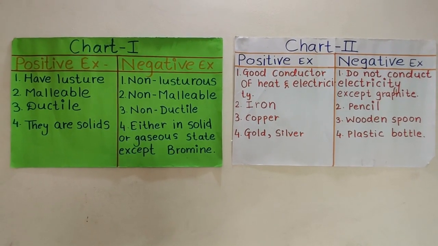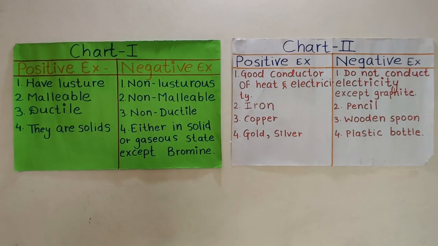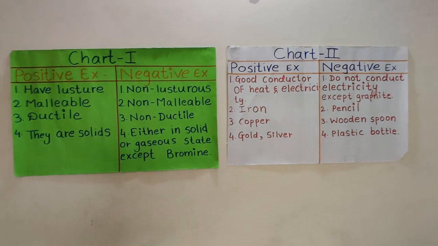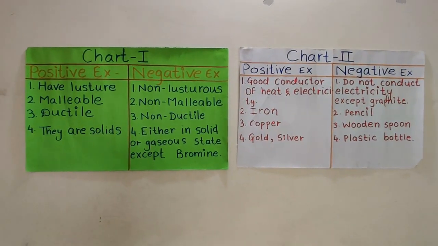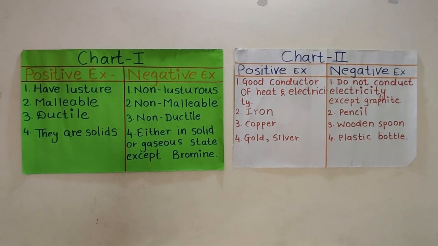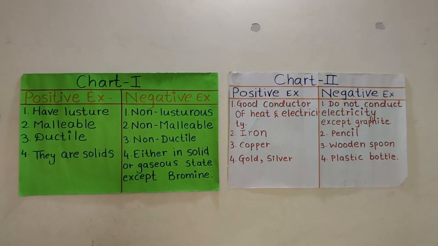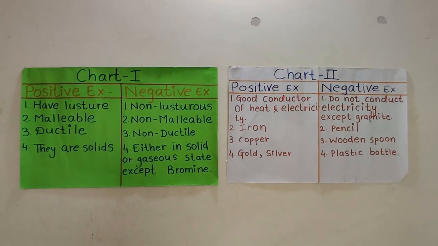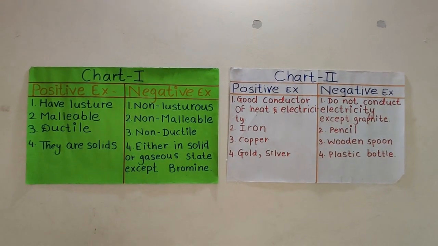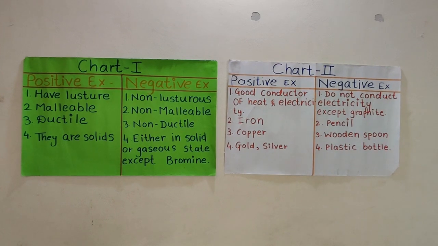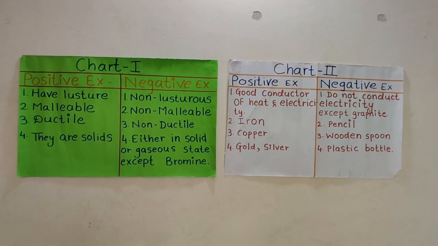Tell me what is the similarity in positive examples. There are the examples of metals like iron, copper, gold and silver. They have luster, they are malleable and ductile. We can make ornaments and things from metals. Yes, very good. All these examples are related to metals and non-metals.